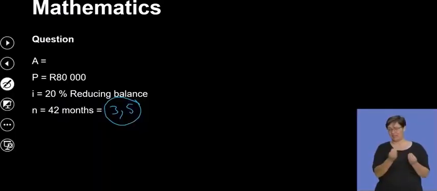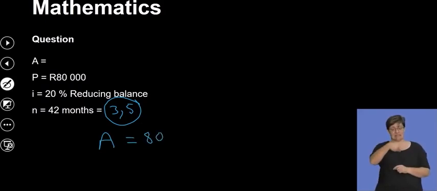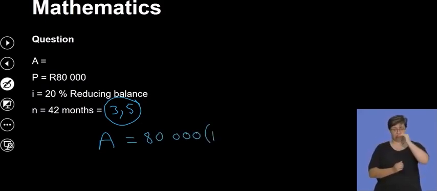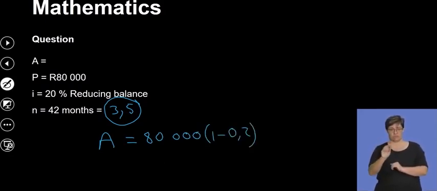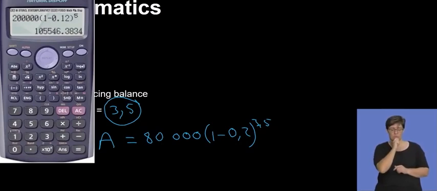But if I say how many are these, then you will need to make sure that you understand the context of the numbers that you're writing. I just thought that's one of the things that is interesting we normally hear people say. Now, what we're trying to do is to find A as well, and this will be equal to 80,000 into 1 minus my interest, which is 0.2, to the exponent of 3.5. Remember, please, you do not use the months here, you use the 0.5.